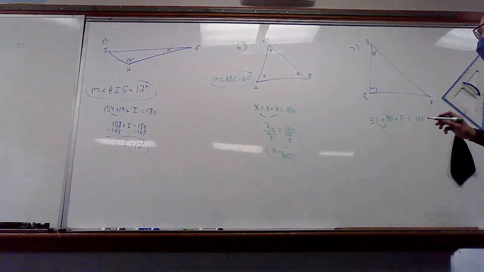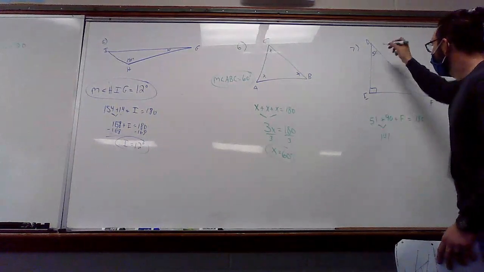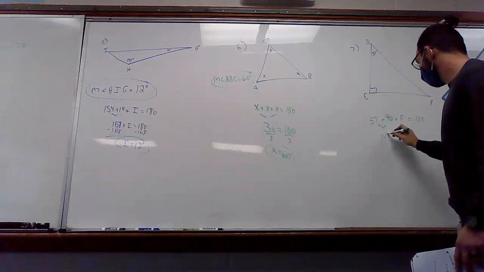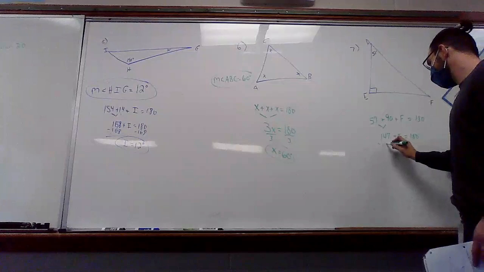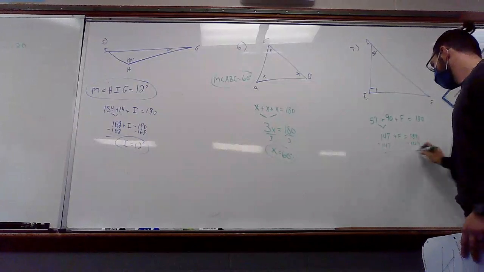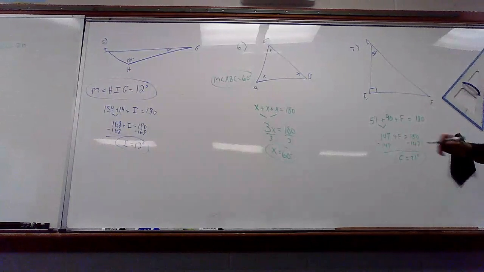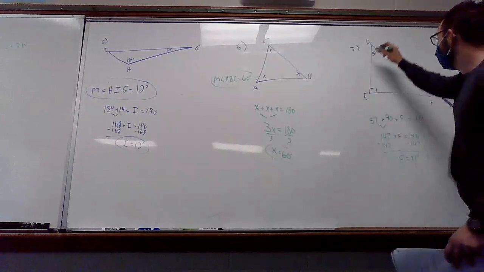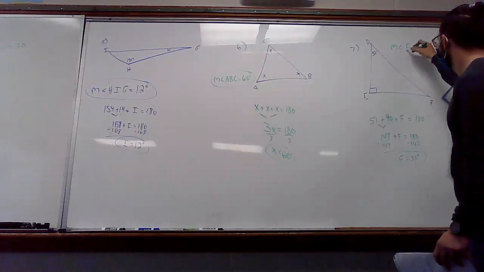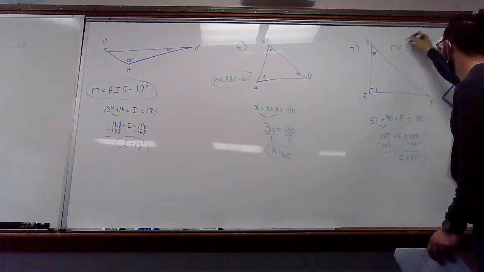Awesome. 51 plus 90 gives me 141. Is it? Oh, it's 57. Hold on. I can't even read my own writing. So that's 147 plus F equals 180. Subtract 147 from both sides. That leaves me F equaling 33 degrees, not whatever I said. FD3. And then we're looking for the measure of angle EFD equals 33 degrees.